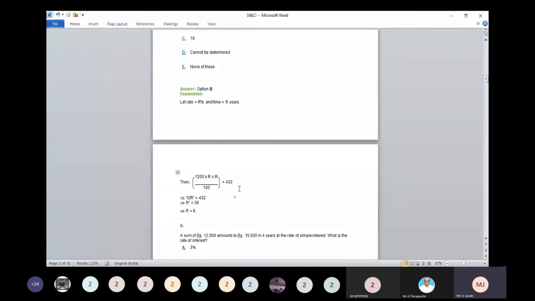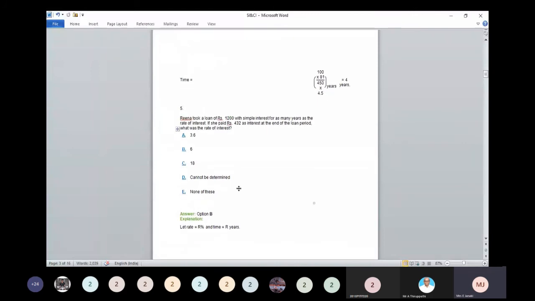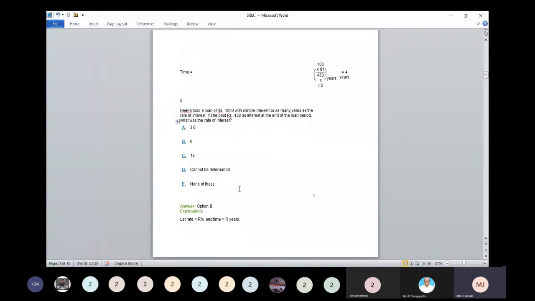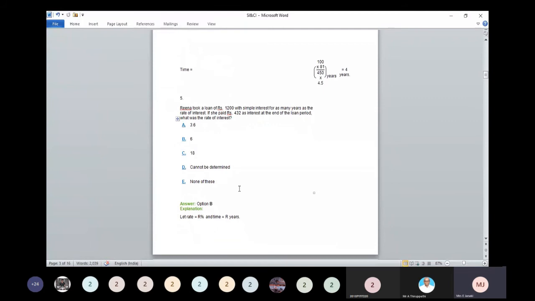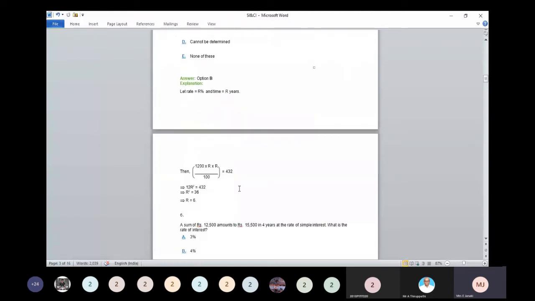The simple interest is also given. She paid the simple interest, 432. Take the simple interest as 432. Now simplify the result. So 1,200 and 100, the zeros get cancelled. So you are left with only 12 into R square is equal to 432.